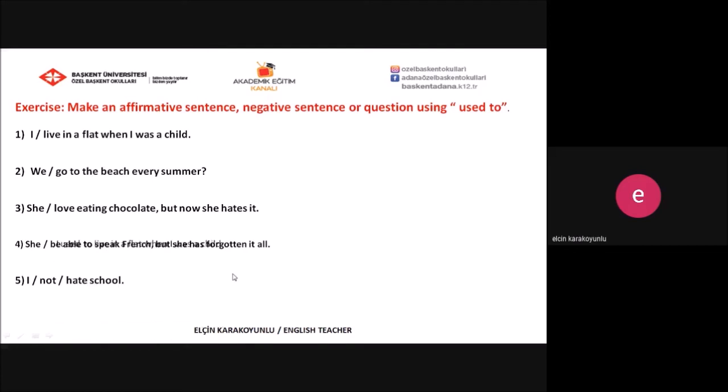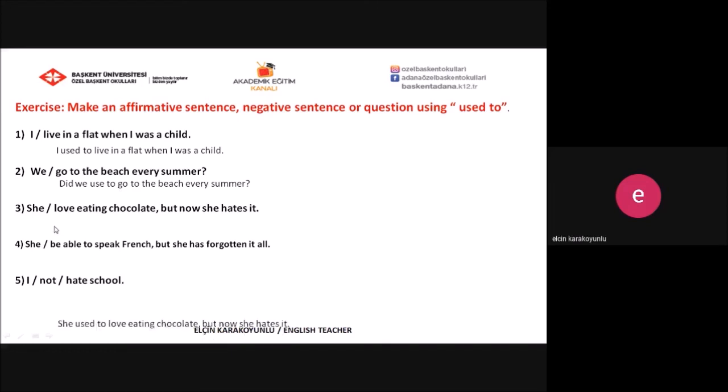Yes, the first one. I used to live in a flat when I was a child. Or the second must be a question. Did we used to go to the beach every summer? Just remember for the question forms, we use did at the beginning of a sentence and then the subject and used to and the bare infinitive form of the verb.